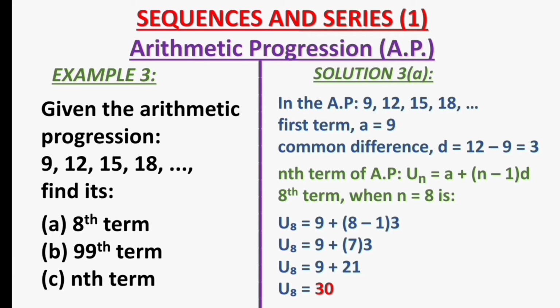Next, let's see the solution to example 3B. To find the 99th term, n is equal to 99. If you substitute 99 for n into the formula for the nth term of the arithmetic progression, what will be the 99th term in example 3B? Let's see if you are right.